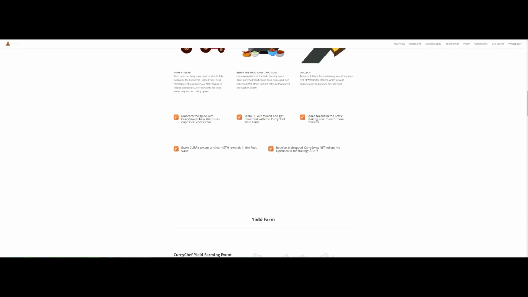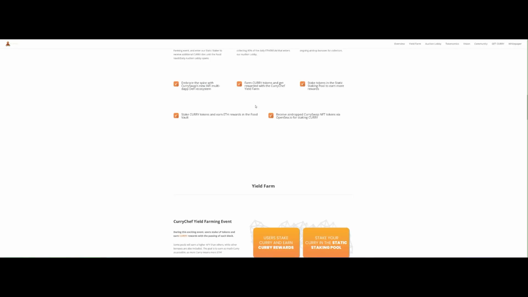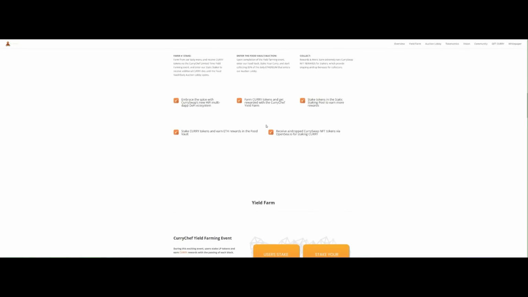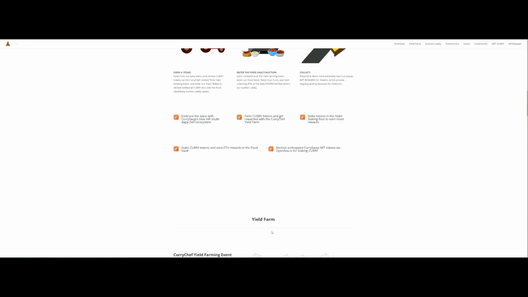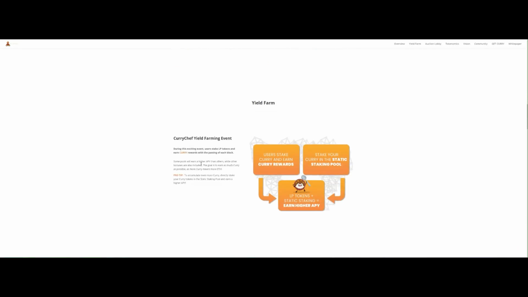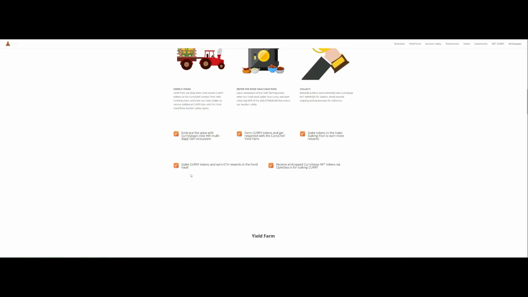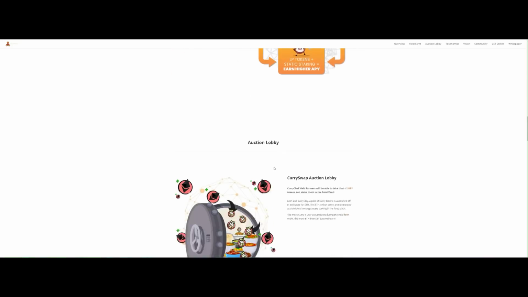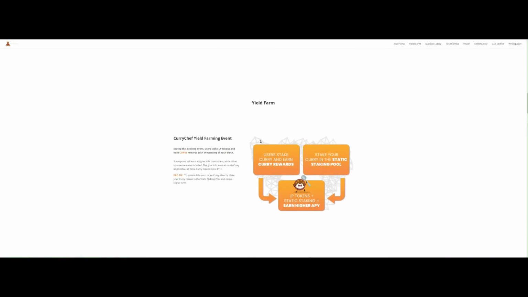So you guys see it, man, you can embrace the spice with CurrySwap's new HiFi multi-dapp DeFi ecosystem. You can farm curry tokens and get rewarded on the Curry Chef yield farm. So very exciting stuff there, guys. And then from there, if you're looking at the staking aspect of it, you stake the tokens in the static staking pool to earn more rewards. So exactly what I'm saying, guys, you could earn and earn and earn. And then from there, you see it, man, stake curry tokens and earn ether. So from there, you're just earning and earning and earning, and we love to see that.